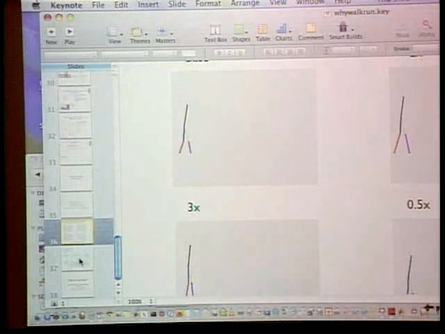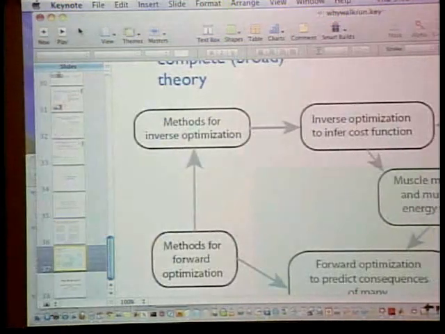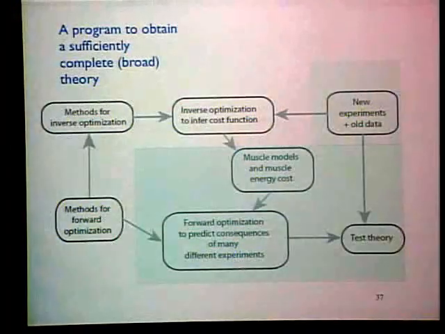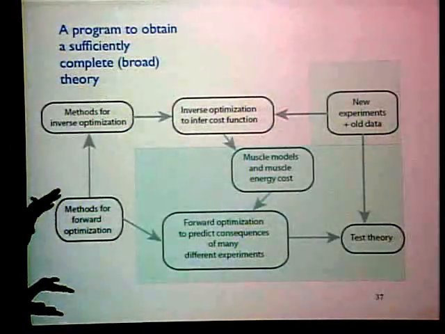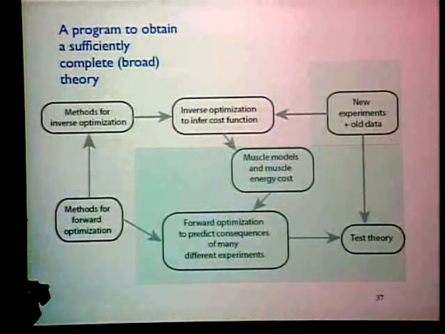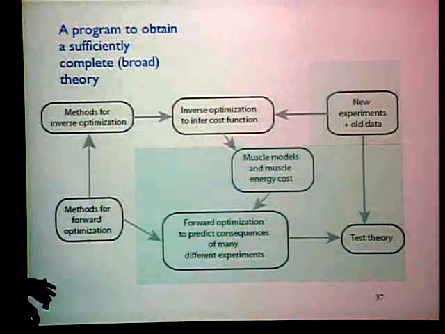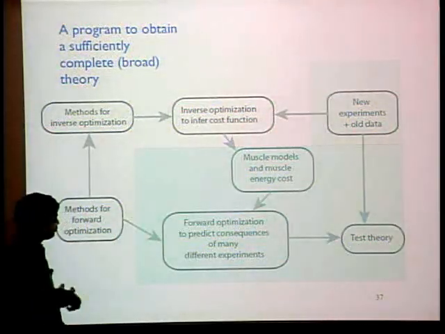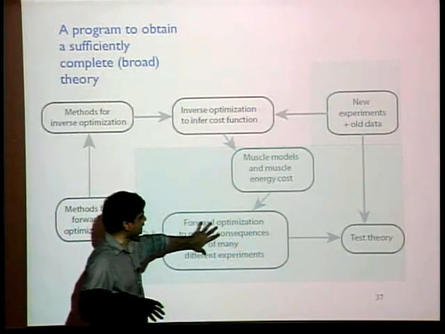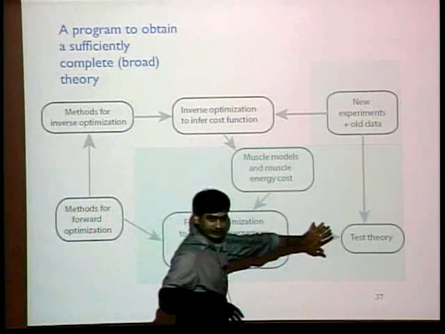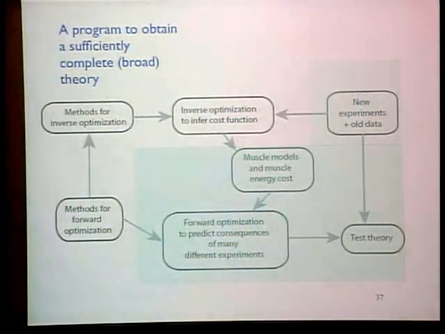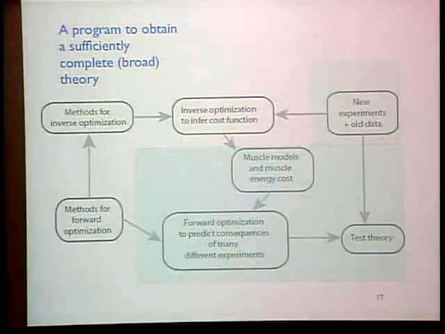But where are we going with this line of research is the following, right? So I had this big wish list of things that you would like to predict, and we can do experiments under all those circumstances. And what we would like is to have some ability to do what I call forward optimization, to be able to test the theory under all those circumstances and be able to actually predict how people walk and run under all those circumstances.